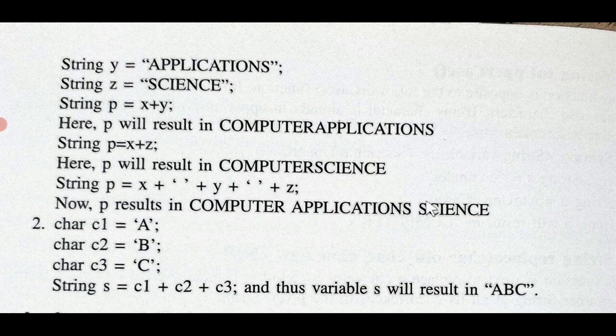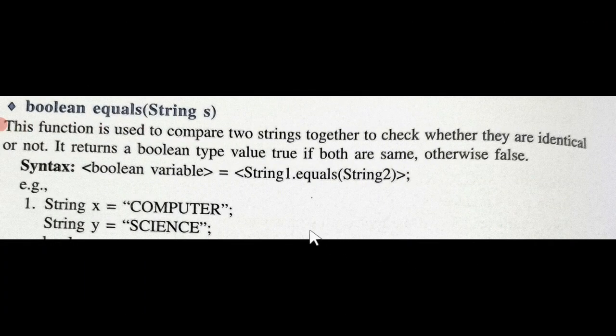Okay. Then we have got character c1, character c2, character c3, which hold the value a b c, or character literals a b c respectively. They all are written in single quotes. Then string s equal to c1 plus c2 plus c3, and thus the variables will result in ABC. After that, we have Boolean equals function.